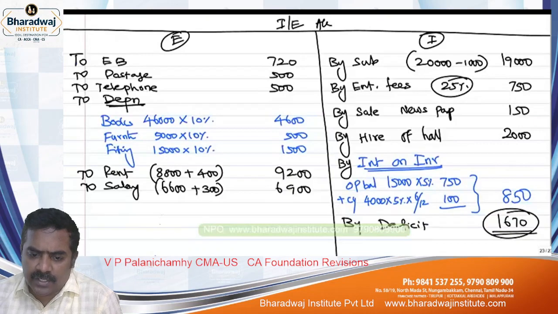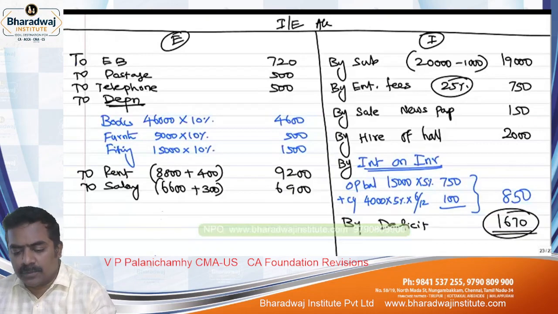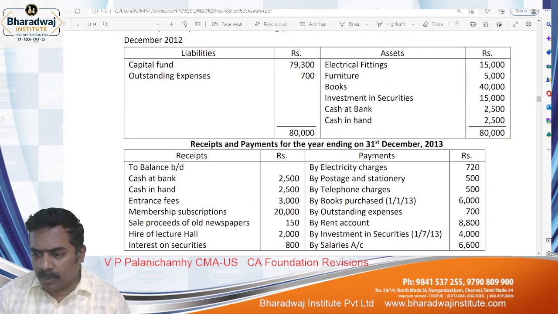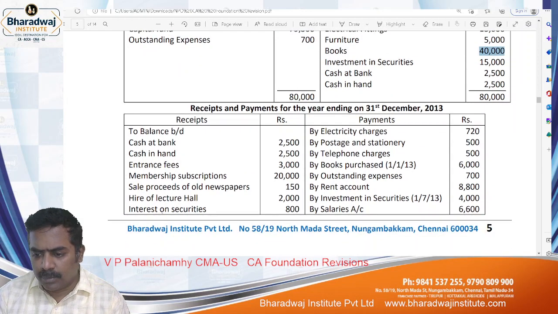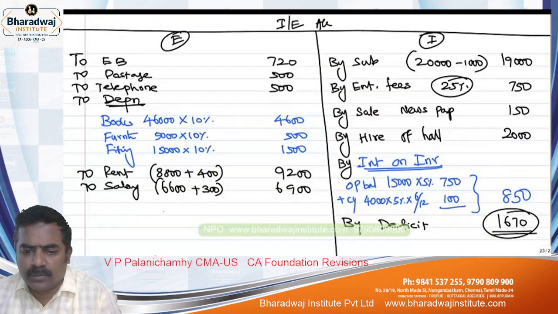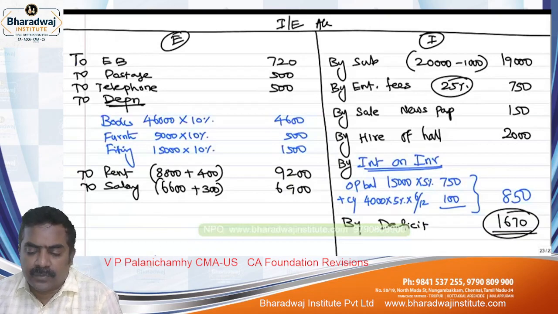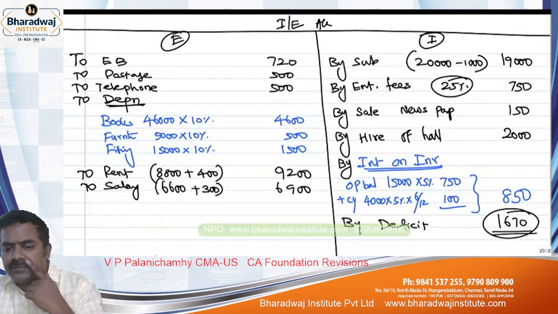Depreciation on books, furniture, books பாருங்க. Opening balance 40,000, purchase பண்ணது இந்த 6,000, ரெண்டு சேர்த்து தான் போடணும. Books purchased on 1/1 itself, so 6,000க்கும் சேர்த்து தான் போடணும், 46,000 into 10%. Furniture 5,000 into 10%, fittings 15,000 into 10%.